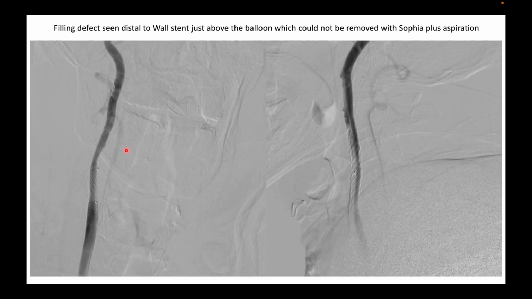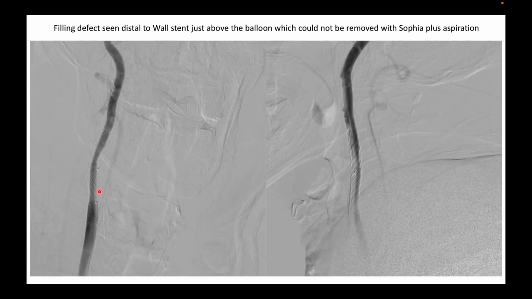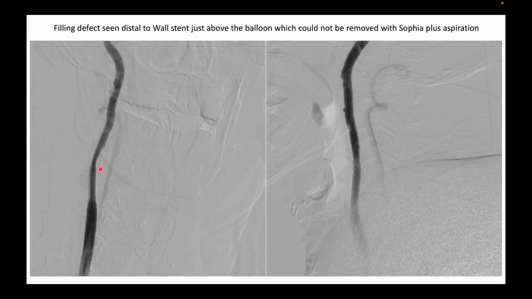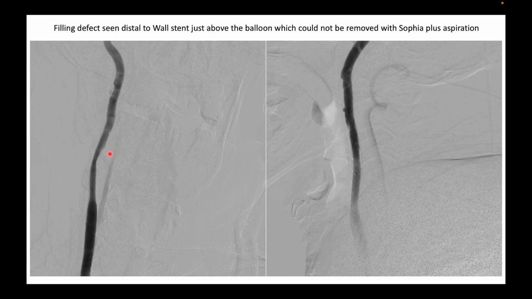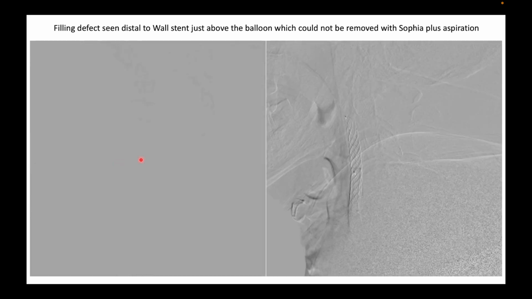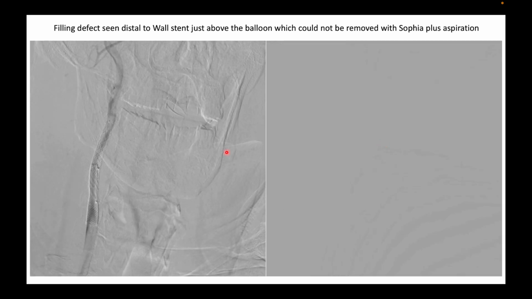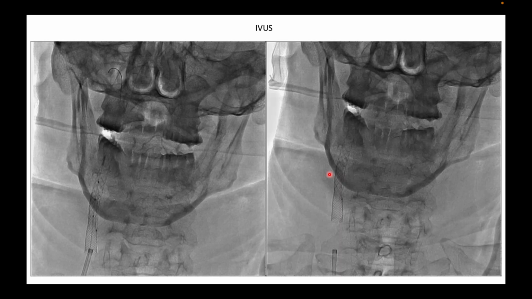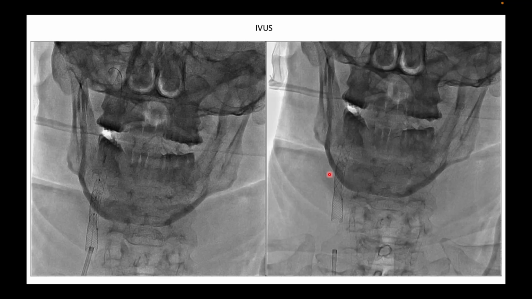You can see the filling defect here behind the Wallstent and the Casper. Both markers are behind the Wallstent, but this filling defect extends beyond the Wallstent. So we thought this could be thrombus. So we took the Sofia Plus and tried to aspirate this thrombus, but this would not come out. So the next step we did was an IVUS study of this carotid stent.